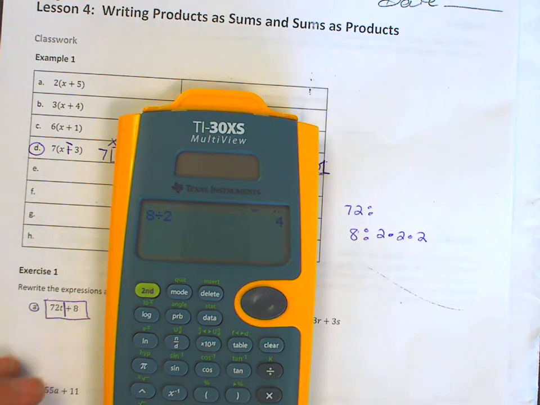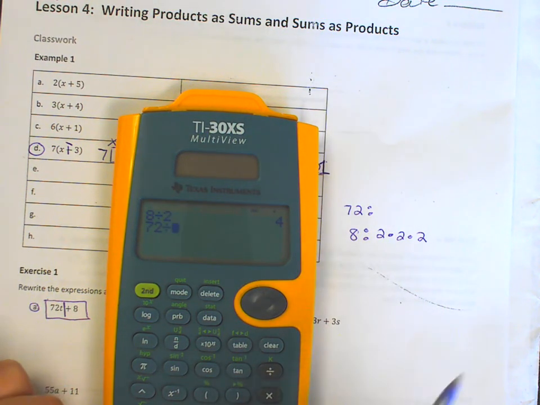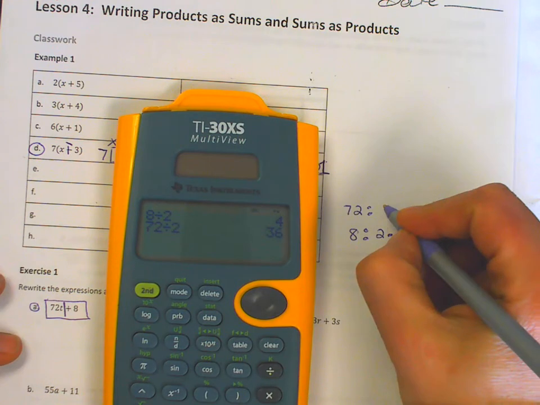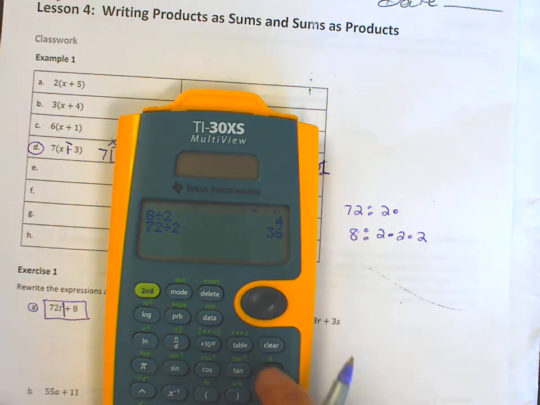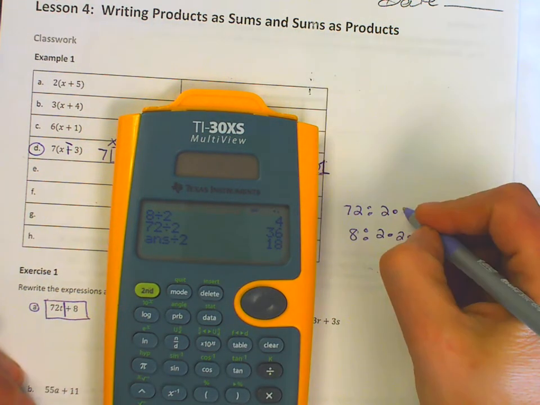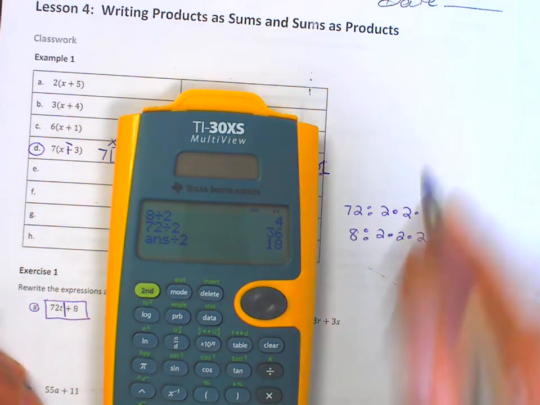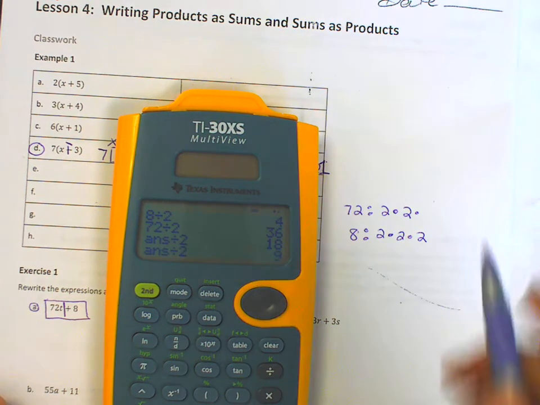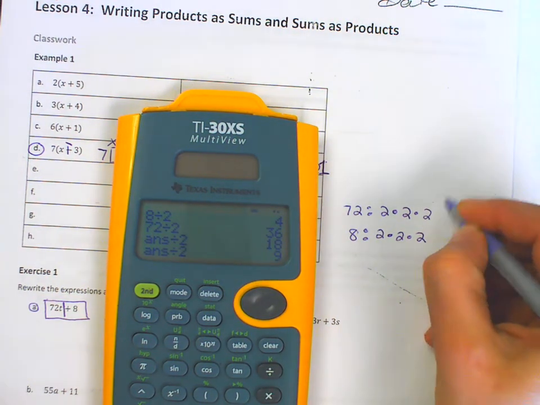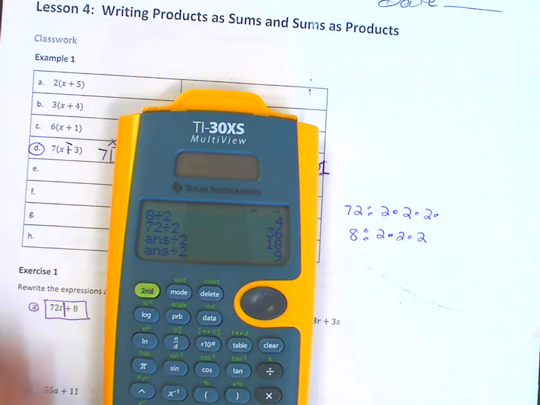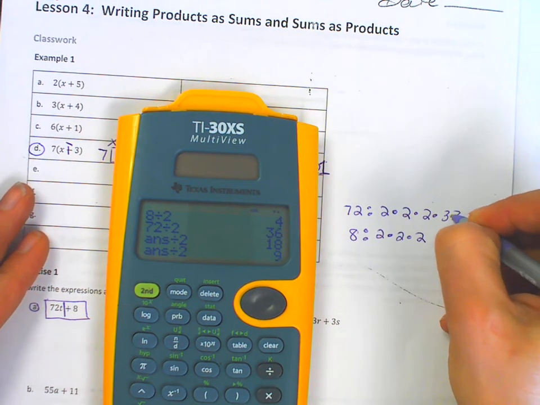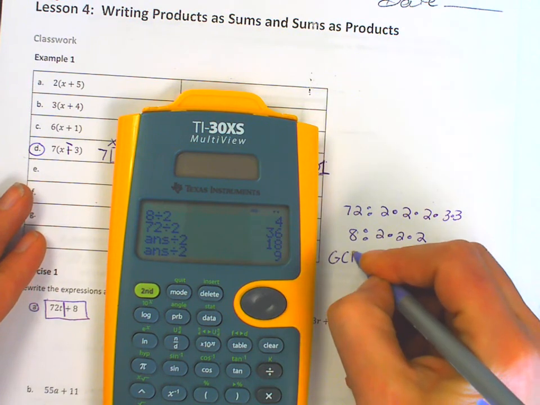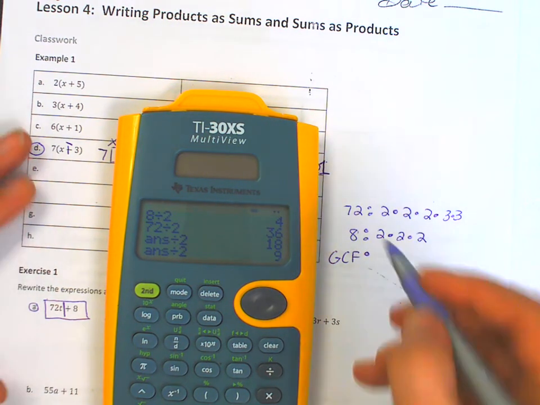And then 72 is even, so people don't have 72 memorized too well. Let's do 72 divided by 2. 2 goes in. And then I have 36. Well, that's even. So 2 goes into that. And then I got 18. 18's even. So 2 goes into that. And then I have 9. What are the factors of 9? It's 3 times 3.